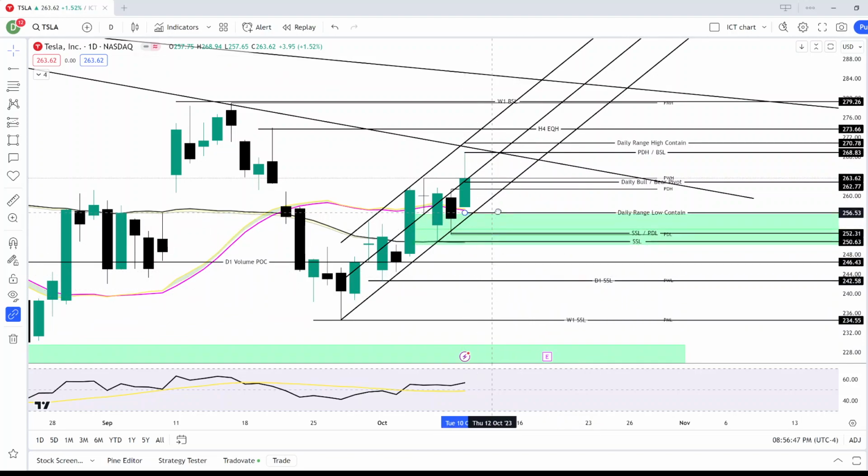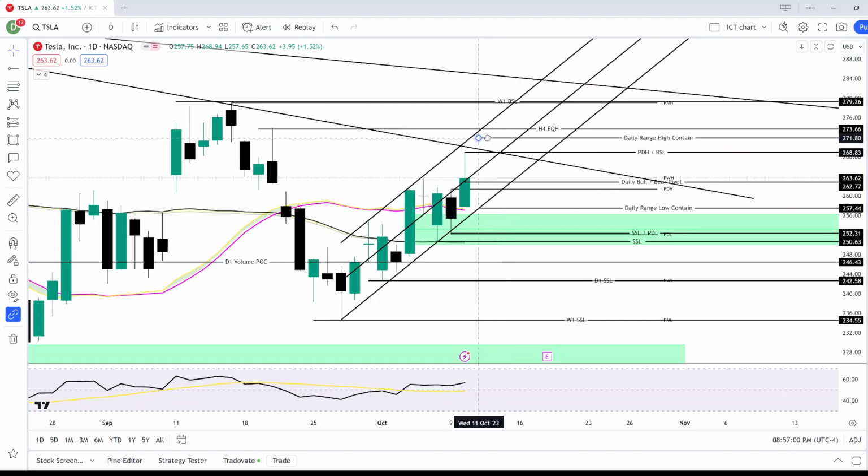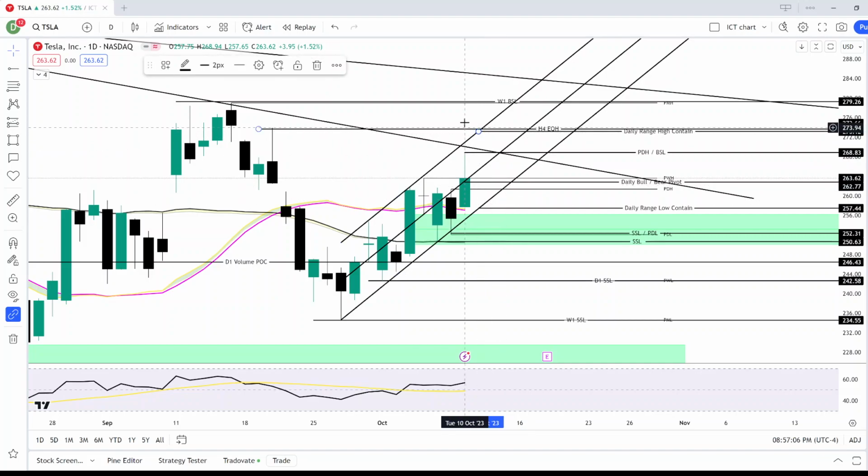Looking at tomorrow's daily control, the daily range containment, we are looking for a low to hold of 257.44, give or take, and we are looking for a high to contain, and we keep moving it up, 273.12. Okay, give or take, we'll call it 273, right around where the 4-hour equal highs rest.